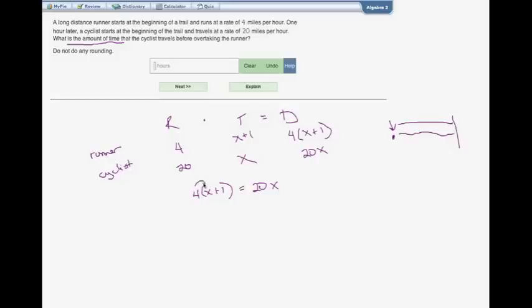All right, let's simplify the left side. 4 times x is 4x, and 4 times 1 is 4. So 4x plus 4 equals 20x. Let's get the x's on one side of the equation. So we'll subtract 4x from both sides, and we get 4 equals 16x. And then divide both sides by 16. And 4/16 simplifies to 1/4. So x equals 1/4.